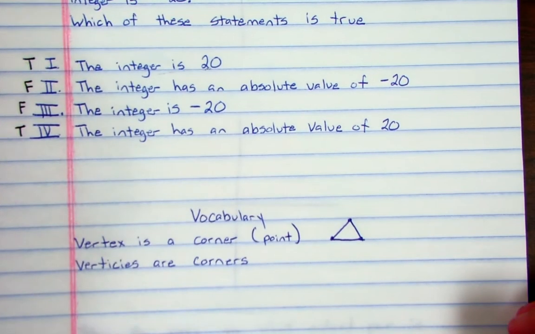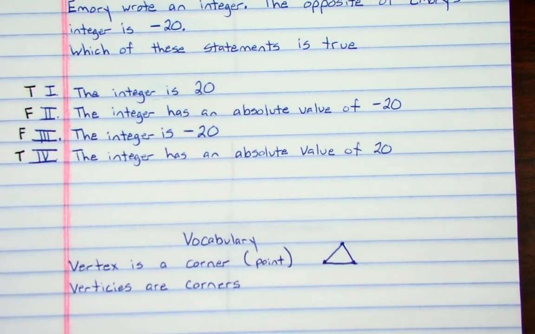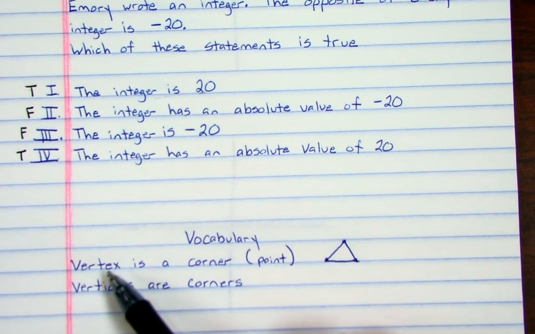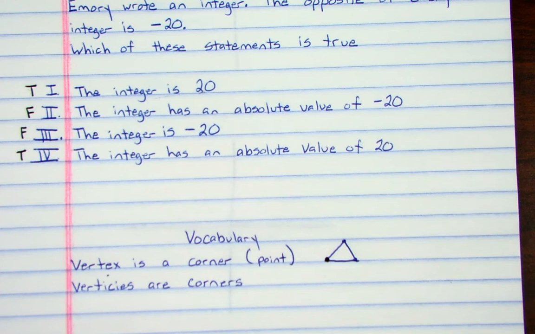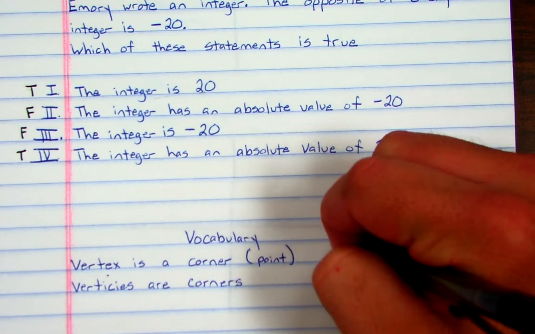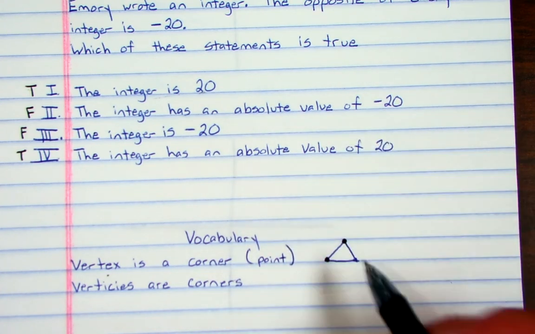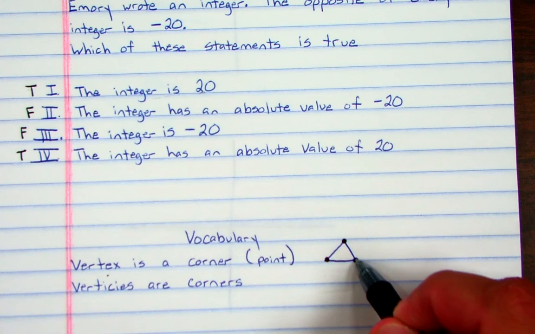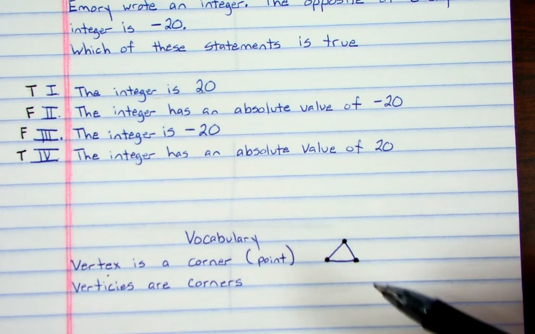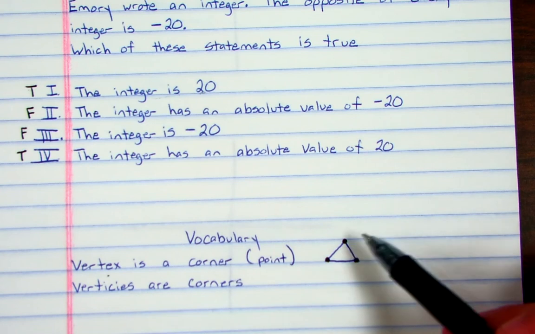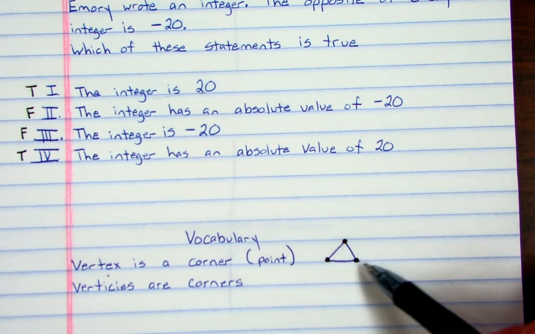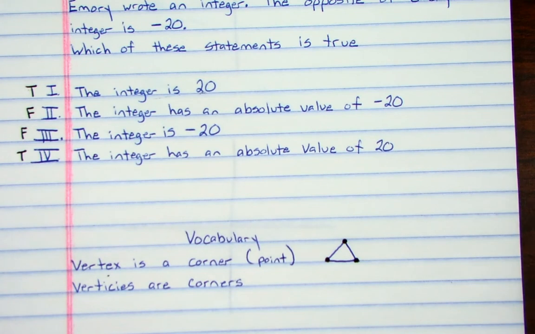Now, vocabulary. You need to know what a vertex is. In the problem, it's going to talk about a vertex. A vertex is a corner. For example, there's a vertex right there. There's a vertex right there. And there's a vertex right there. It's a corner that has like a little point. To make it easy, it's a corner. Vertices are corners. For example, all of these combined, here, here, and here, are vertices. It's just plural. That's all it is.